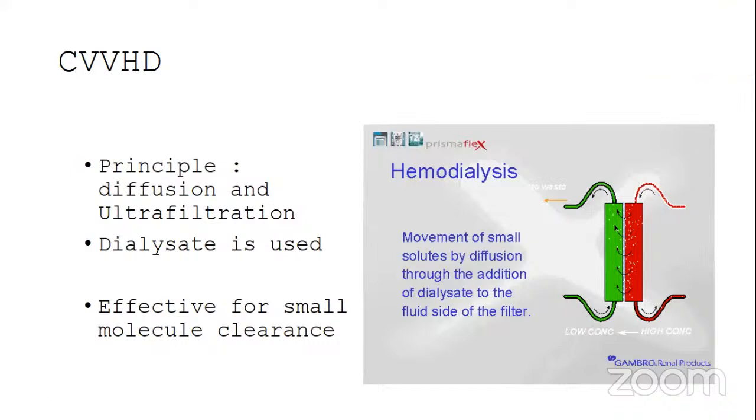And next is CVVHD. The basic principle behind CVVHD is diffusion as well as ultrafiltration. That is the movement of solutes from a higher concentration to the lower concentration, along with movement of water from higher pressure to the lower pressure along the semi-permeable membrane. So it is most effective in clearance of the small molecules only.